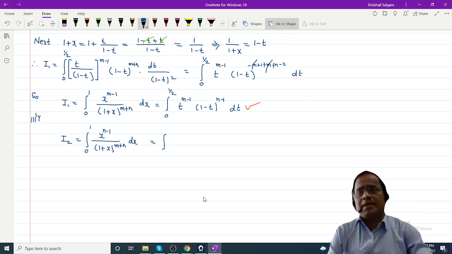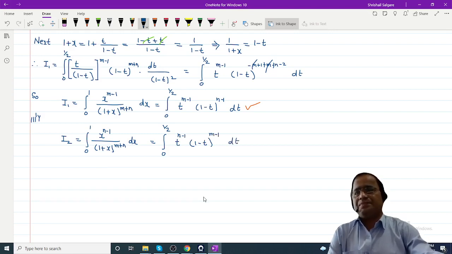What will be the limits? 0 to 1 by 2. 0 to 1 by 2 in the same manner. So what is t? t raised to n minus 1. Very good. t raised to n minus 1 and 1 minus t raised to m minus 1 dt. Okay.